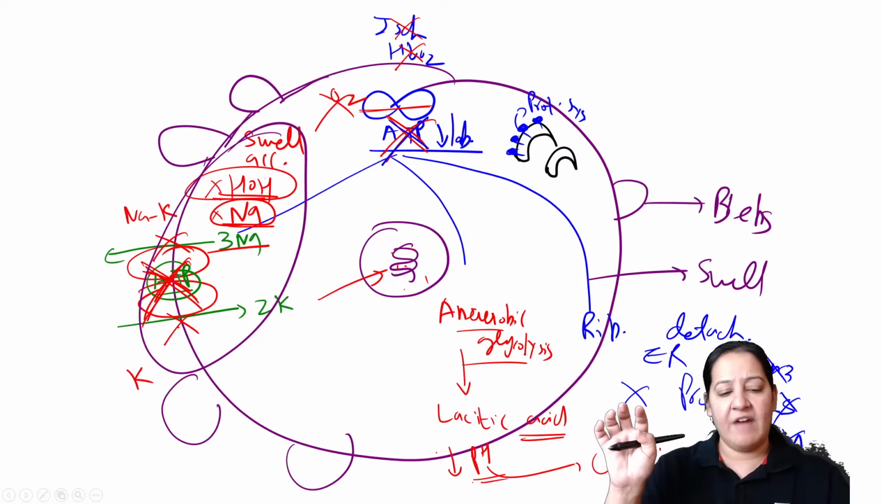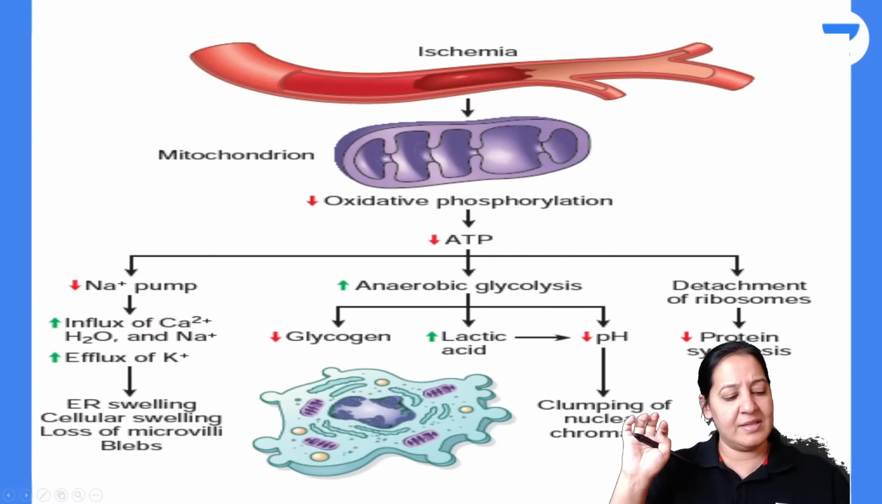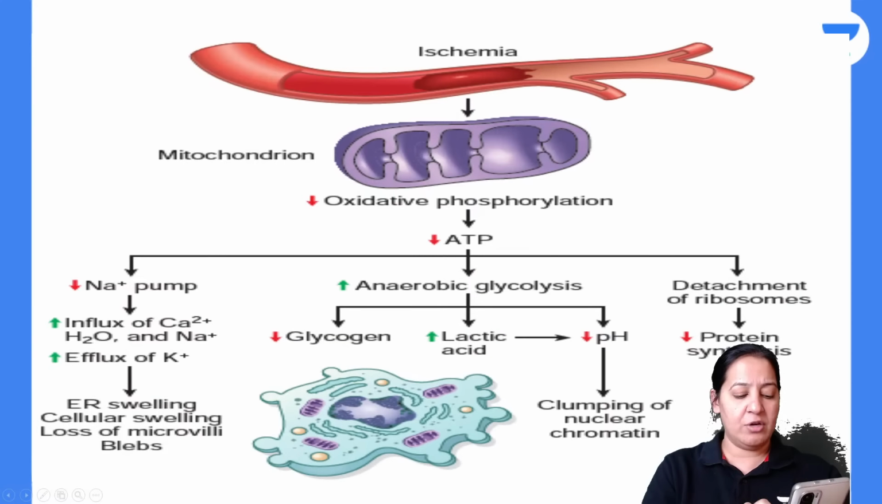Have you got it? Have you got the complete story? So what are the three stories? You yourself tell. Let me see if I can see your chat, yes or no. Give me a minute. Just a minute. So have you got the three stories? ATP depletion. What is happening in ATP depletion? Any one of you. What is actually happening in ATP depletion?